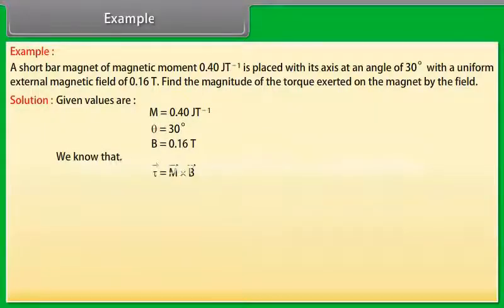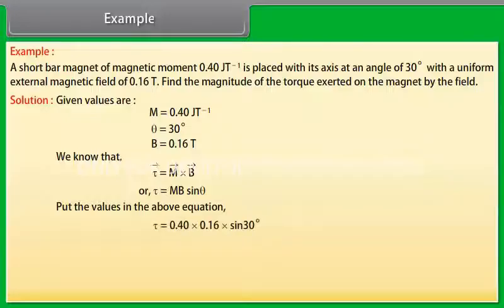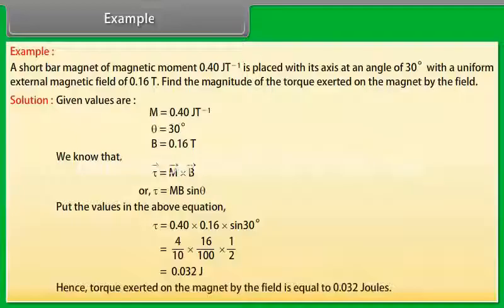We know that tau is equal to the cross product of M and B, or in terms of magnitude, tau is equal to mB sine theta. Put the values in the above equation. Tau is equal to 0.40 into 0.16 into sine 30 degree. On calculating, we get the value of tau, which is equal to 0.032 joules. Hence, the torque exerted on the magnet by the field is equal to 0.032 joules.